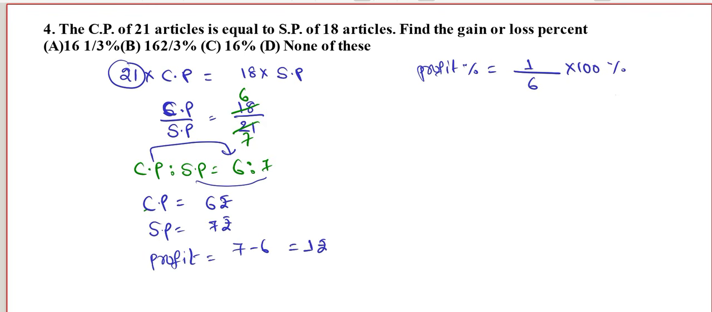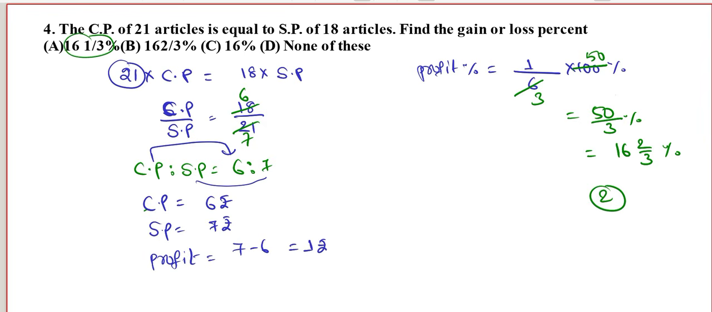Both are divisible by 2: 2 threes are 6, 2 fifties are 100. This can be written as 50 by 3 percentage, that is 16 whole 2 by 3 percentage. So the second option is the correct one. In these options, you need to notice that one is 16 whole 1 by 3 percentage and the other is 16 whole 2 by 3 percentage.